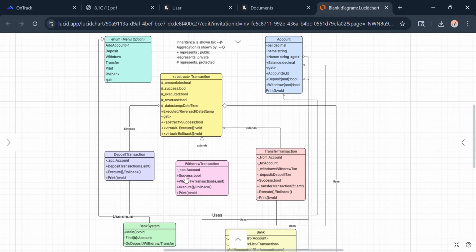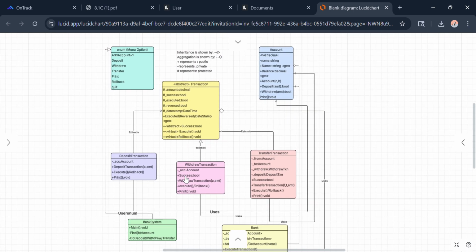So what are the benefits of UML? Suppose we have messy code of about 100 lines. The code is too messy to read and too difficult to understand.